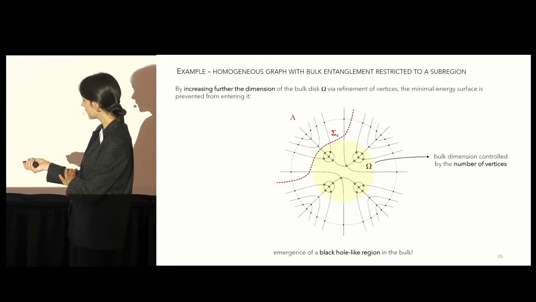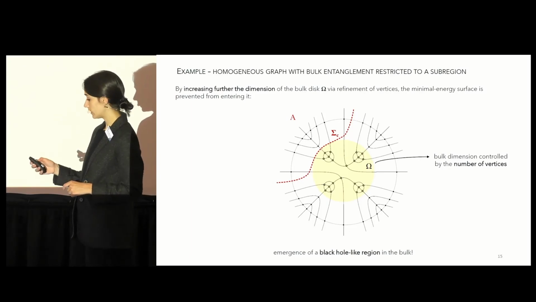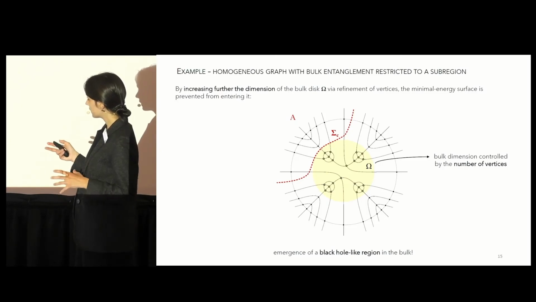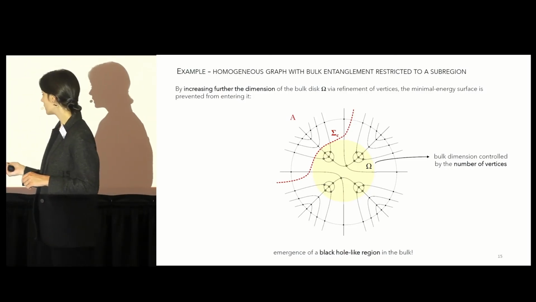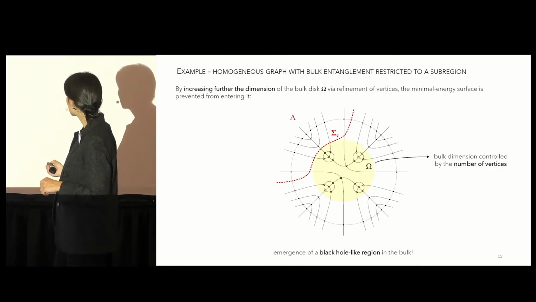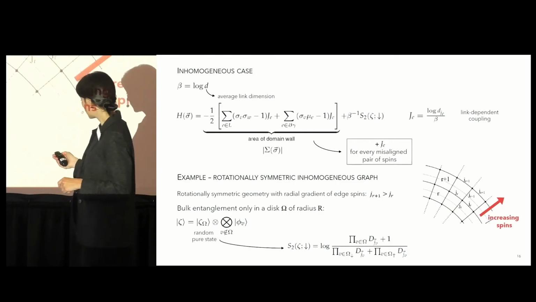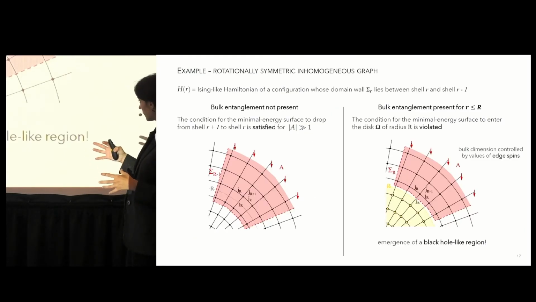And increasing the size of the bulk is exactly what switches on this black hole-like behavior. Now, in the case of the homogeneous spin network, we can increase the dimension of the bulk, and so the entanglement content it can have, by adding vertices. So in this case, this is the only parameter we can control. In the case where we have inhomogeneous geometries, in particular here, the increase of the dimension is controlled by the dimension of the spins.